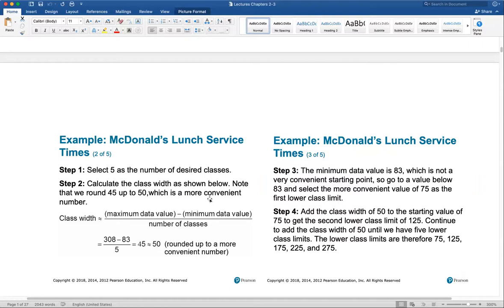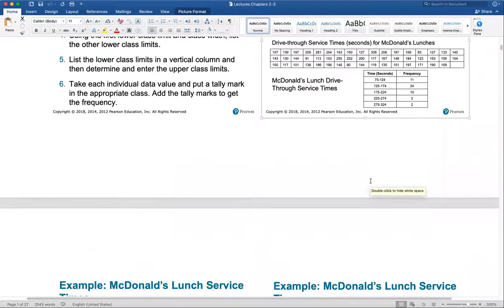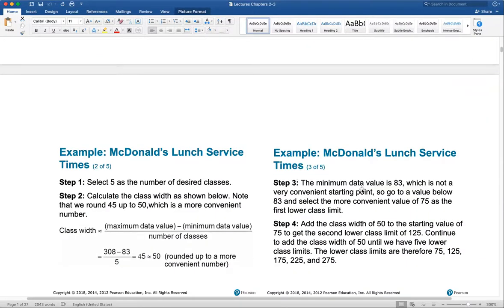And then step 3. The minimum data value is 83, which is not a very convenient starting point. So go to a value below 83 and select the more convenient value of 75 as the first lower class limit. You may just start from 70, or, I'm sorry, you may just select 80, okay? But let's start with 75.